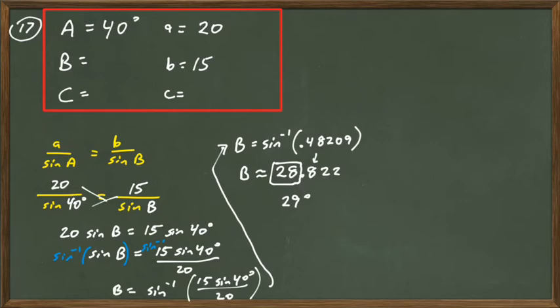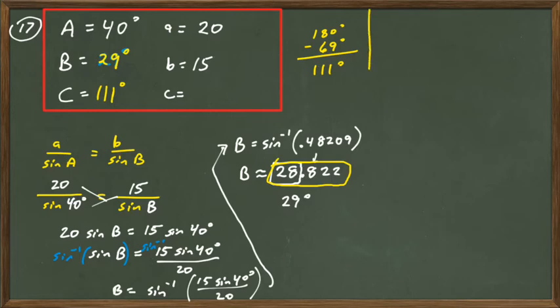So let me put what I found in a different color. Doesn't show up that well, I'll use yellow. 29 degrees. Now if I add 40 and 29, I get 69. And if I subtract that from my total degrees in a triangle, that should leave me with what? 111, is that right? 111 degrees. Now you may notice it's not really 111 degrees because it's not really 29, it's 28.8 something. So that's going to be a little off.